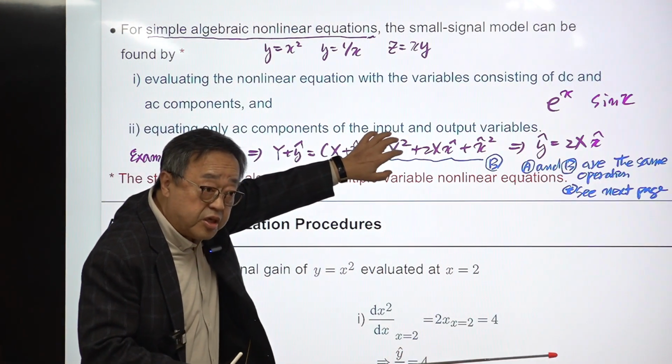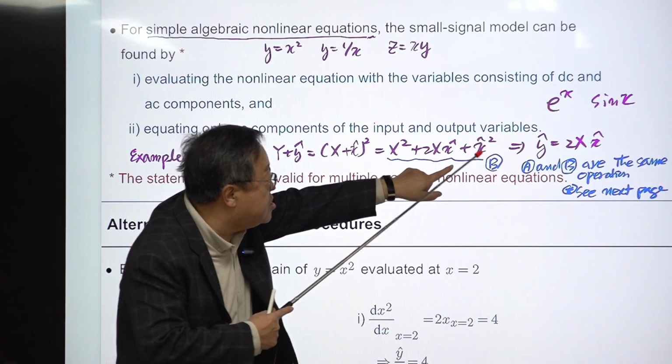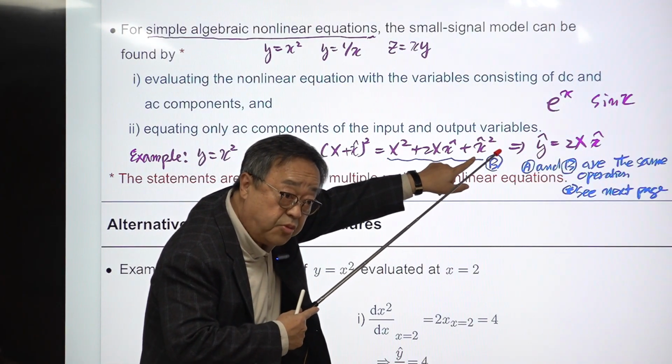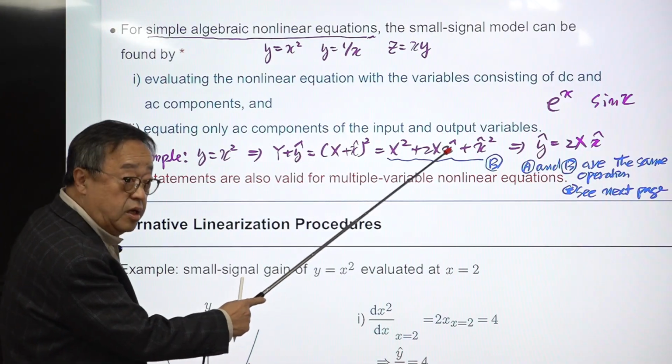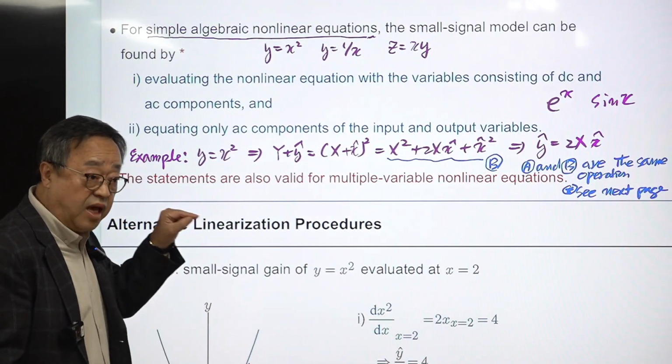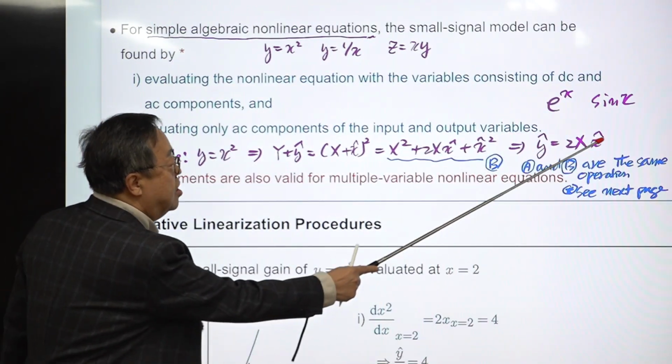You are not worried about this. This is a DC term, and this is the second order term, which is very small. So you are only interested in this term. Okay, first order term of x hat, which is this, then this is the relationship.